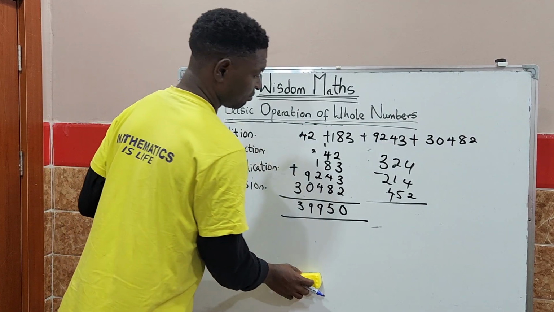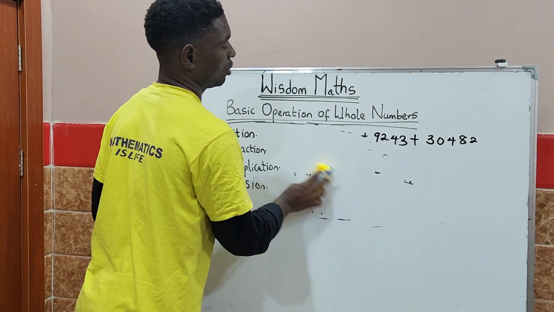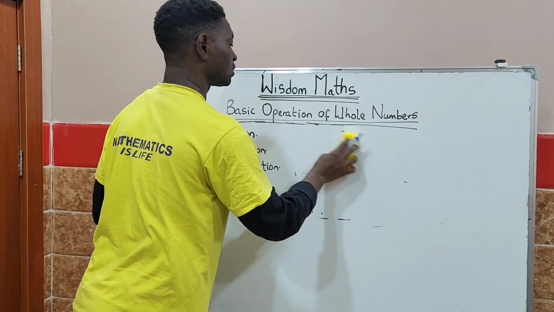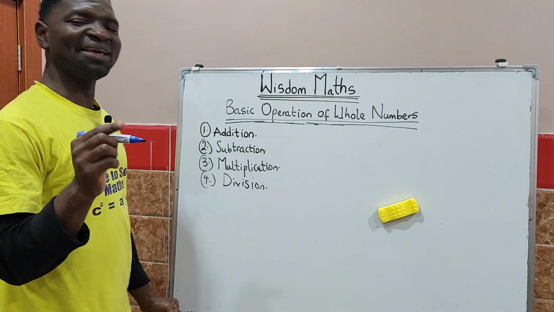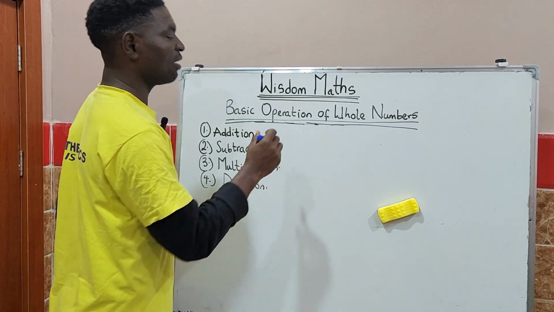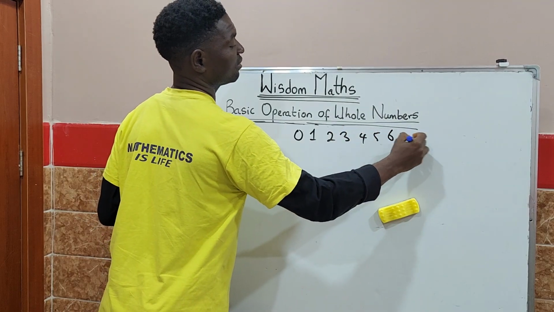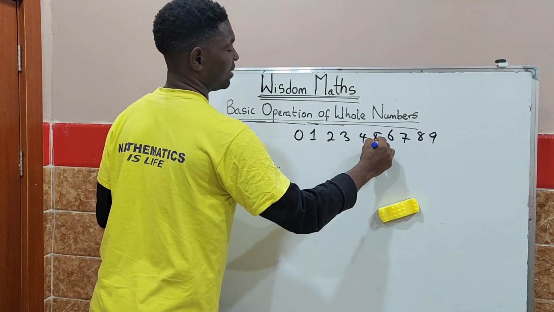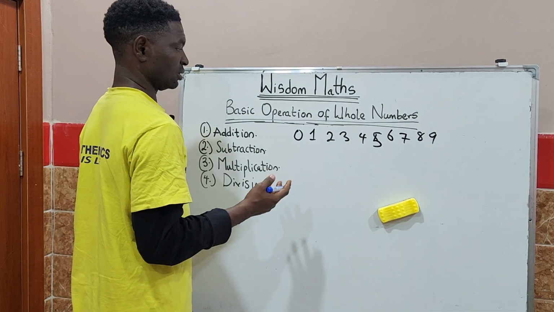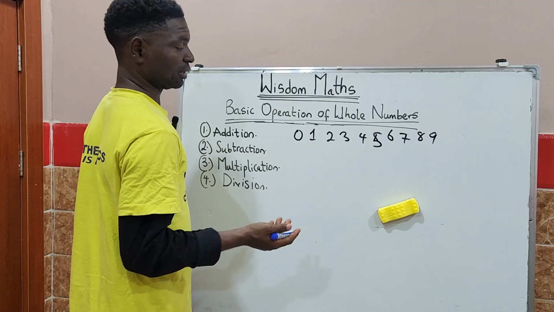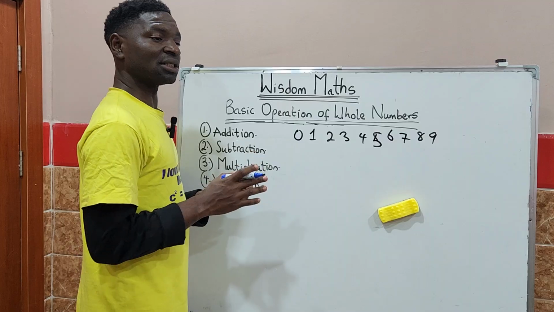Okay, so now this is basic operation. This is addition of whole numbers. So then subtraction. Remember, the whole numbers that we are using are in base 10. We have 10 basic digits: 0, 1, 2, 3, 4, 5, 6, 7, 8, 9. These are base 10 numbers, called decimal numbers or decimals, or ordinary numbers. Are you getting this?